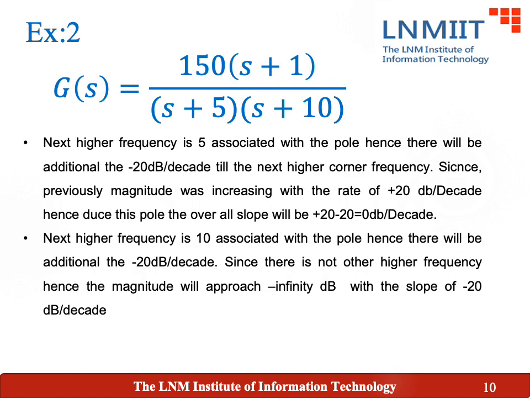Since the next corner frequency is associated with the zero, the slope of the magnitude will start increasing at the rate of plus 20 dB per decade. Similarly, we will move towards the higher frequency and we will see on the graph how it will proceed.